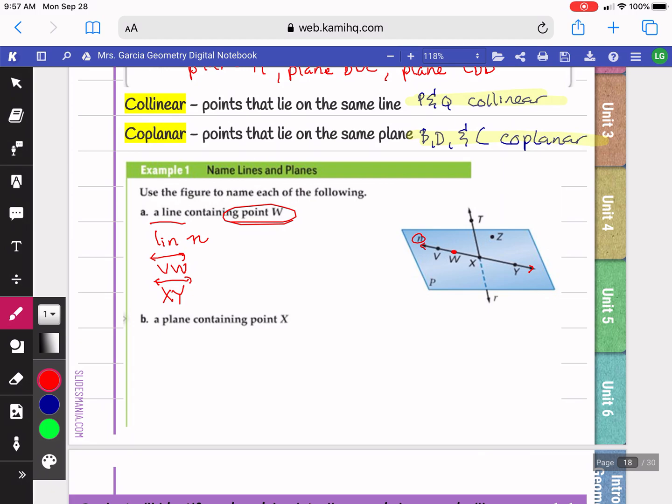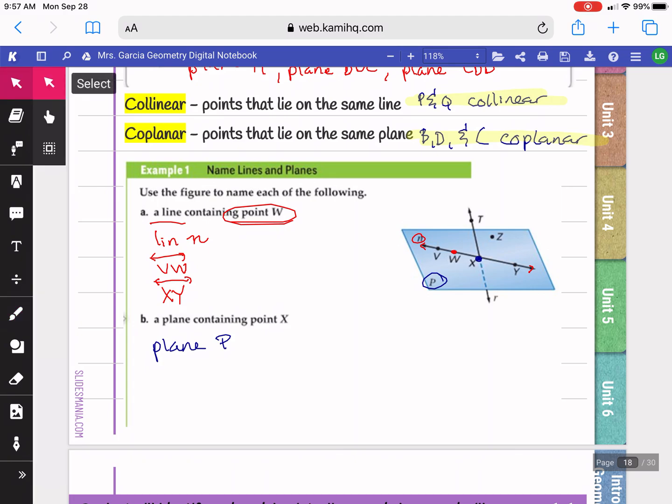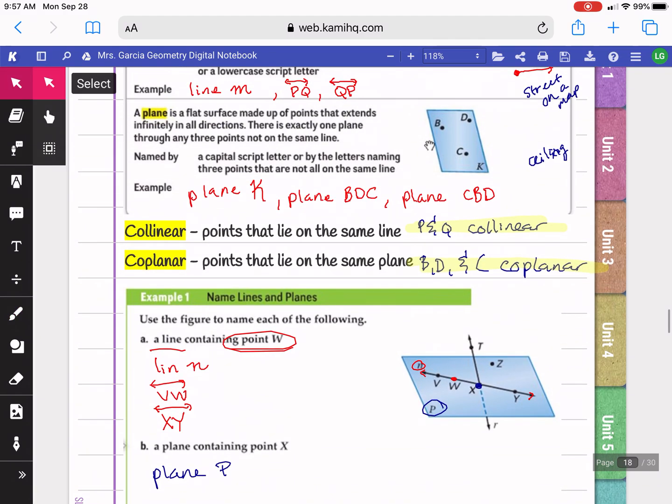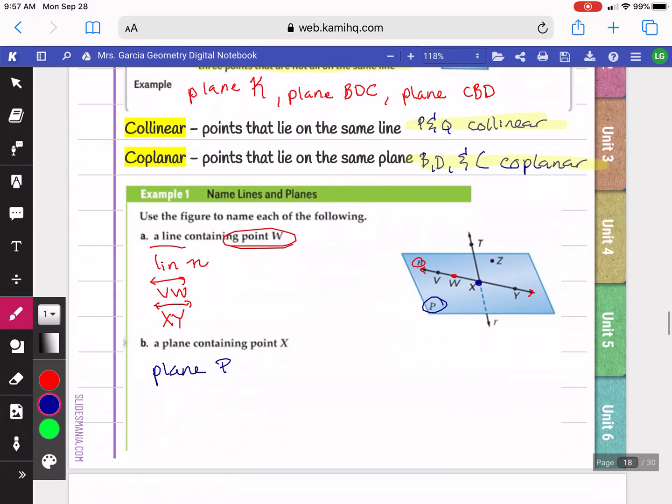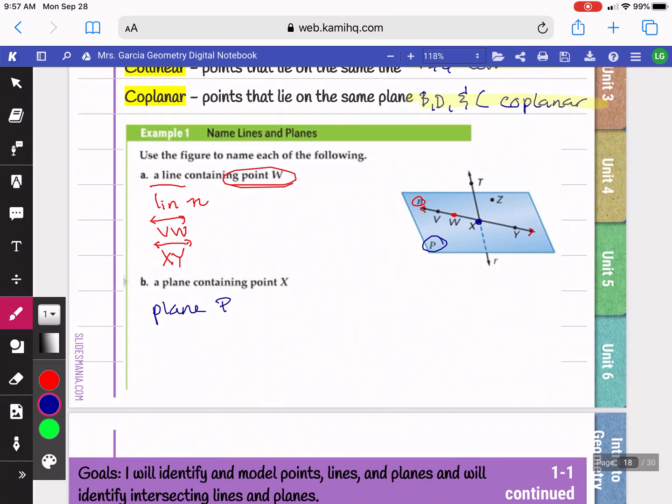B is asking for a plane containing point X. When we look at point X, it's here. And it is on plane P. But remember, you can also name a plane using at least 3 points on the plane. The only thing is the points can't all be on the same line. That's a rule. So here, when you're naming a plane, the 3 points cannot be all on the same line. So I can't say VWX because those are on the same line.